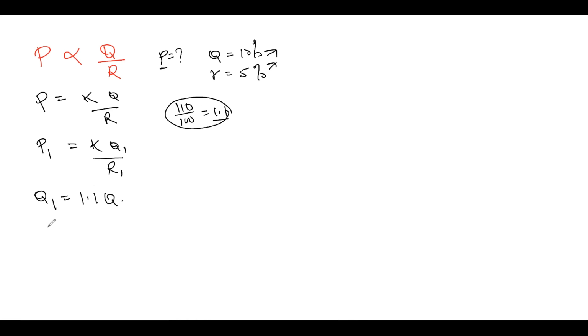It increased by 10%. The next one, there is R. Now there is R1. R is 100%, but R1 increased by 5%. So it means R1 is the same as 105 over 100, which is the same as 1.05. But this 1.05 is of something which was there before. So we say R1 is the same as 1.05 of the original R.